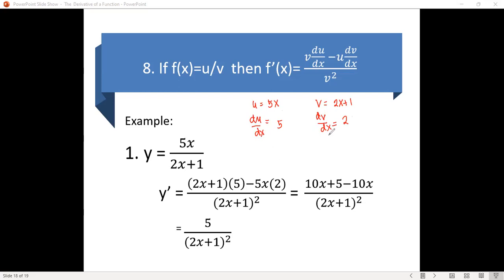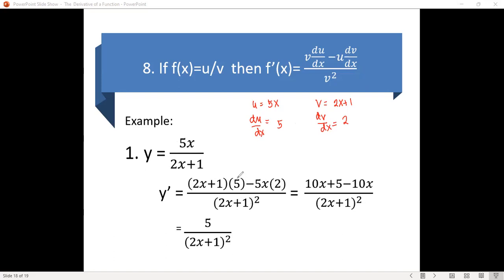Applying the formula, ba't naging quotient na 'to? Product pa lang ah. Sorry guys. Try na natin yung quotient, guys. The derivative of u over v is v du minus u dv over v squared. So applying the formula, we have y prime equals v, so that's 2x plus 1, times the derivative of u, which is 5, minus u, which is 5x, times the derivative of v, which is 2, all over v squared. So our v is 2x plus 1, so the denominator is going to be 2x plus 1 squared.